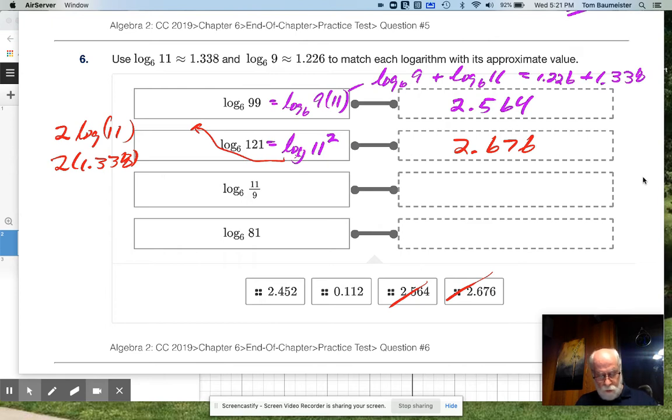Remember, this one here I can write as log. Remember, when I'm dividing, I'm just going to subtract them. Log to the base 6 of 11 minus log to the base 6 of 9. And if you work that one out, you get 0.112. And then by elimination, you'll see that the last one is 2.452.